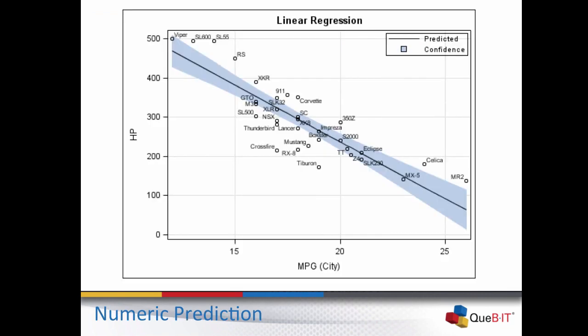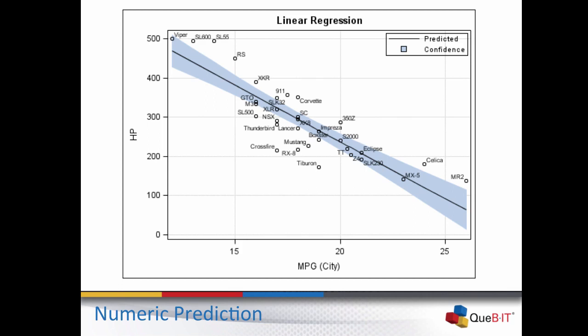Let's talk about the next one. Well, you don't always have a categorical target. Sometimes you have a scale target. In this case, the scale target is horsepower, and we've arrayed a bunch of cars based upon their higher and lower horsepower. We're also looking at miles per gallon in this example. So we call this numeric prediction, but it's not the only name for it.